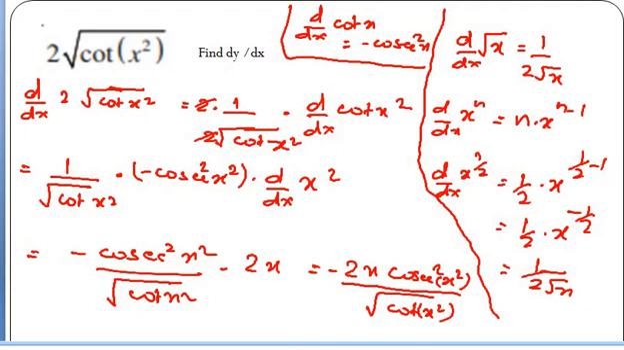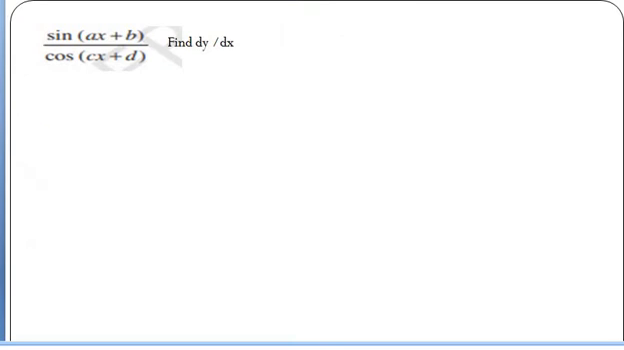Now we'll move to the next question. So see, using this we are doing those formulas as well as the question. Now this question is based upon sine and cos. We already know what is the derivative of sine. The derivative of sine is cos x, and the derivative of cos x is minus sine x.